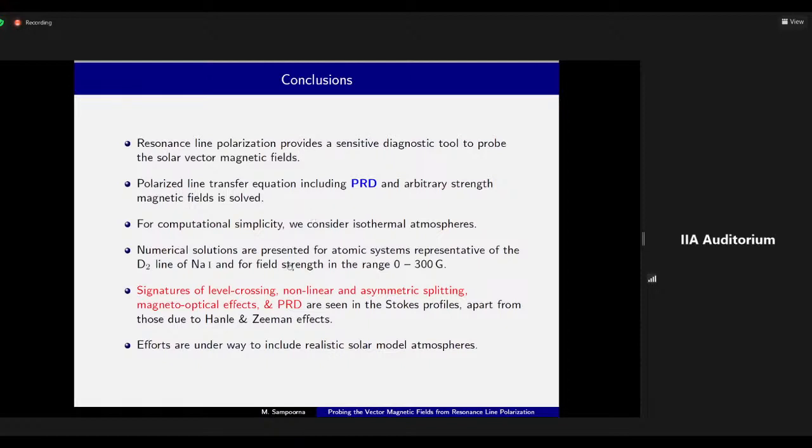We have shown the signatures of level crossing, nonlinear and asymmetric splitting, magneto-optical effects, and PRD, apart from those due to Hanle and Zeeman effects. And in further work, we are now looking at including realistic solar model atmospheres in this problem.